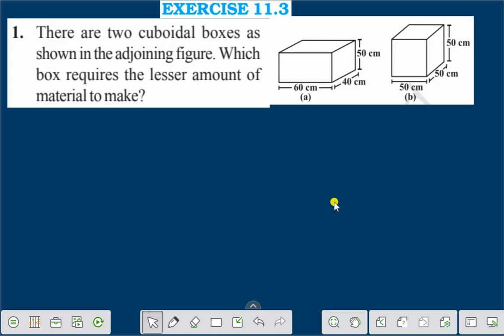Hello everyone. Today we shall discuss exercise 11.3 question number 1. There are two cuboidal boxes as shown in the adjoining figure. Which box requires the lesser amount of material to make? For this, we have to find the surface area of the two adjoining figures. Let us find the surface area.